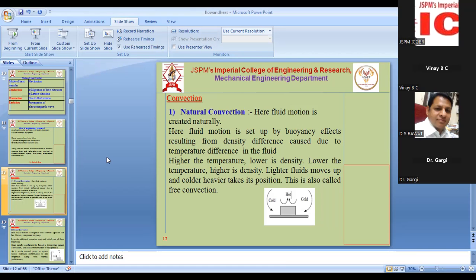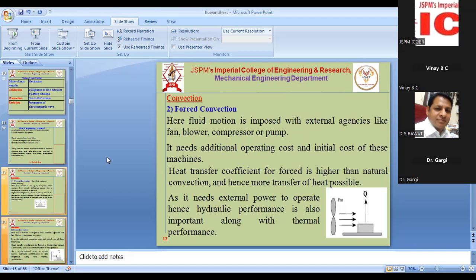Okay. But what is the drawback of natural convection? We cannot achieve a high rate of heat transfer in natural convection. It is desired that you should start your design with natural convection and see whether you are getting the desired heat transfer or not. If you are not getting the desired heat transfer, then you have to move to the next mode, that is called forced convection.